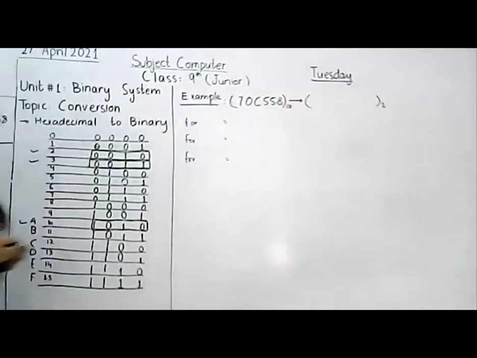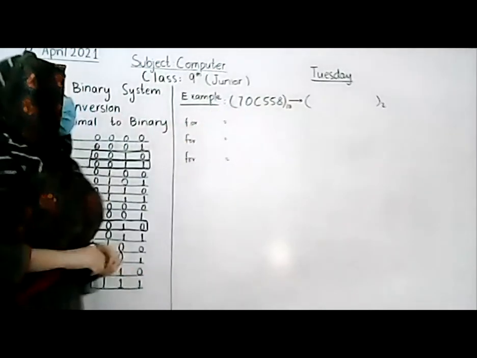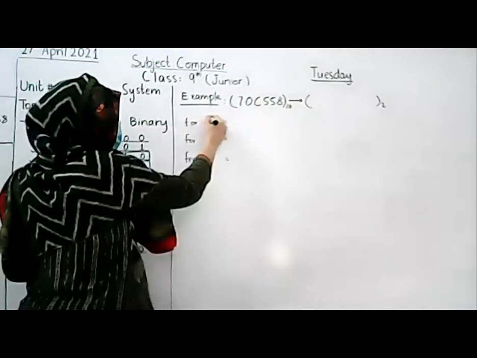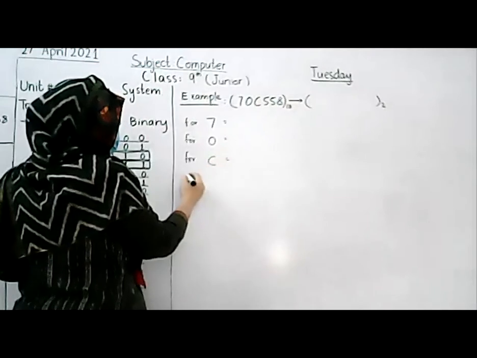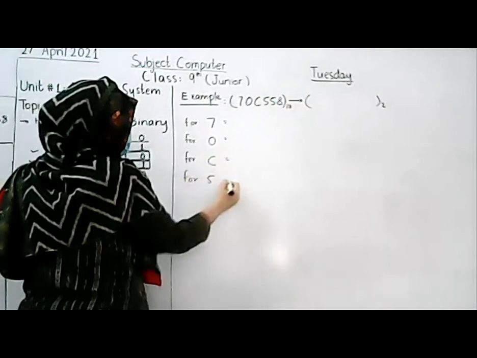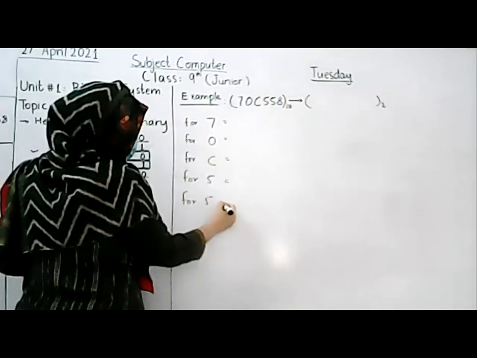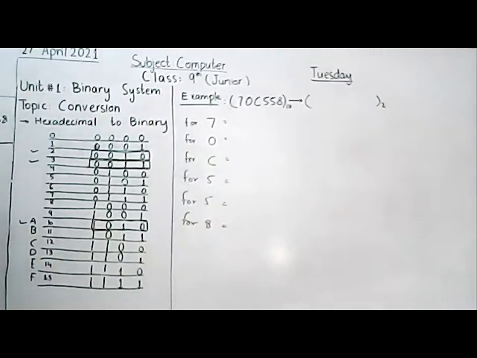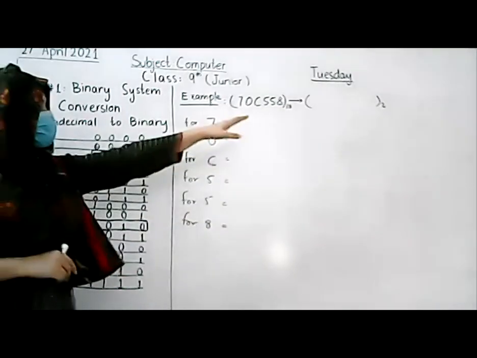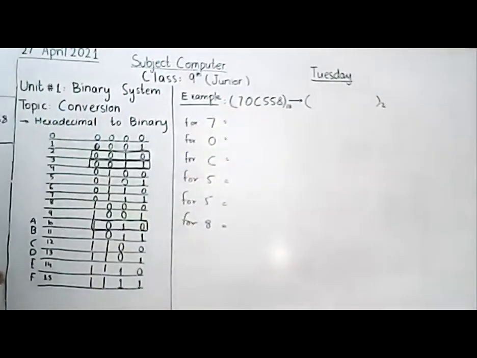Okay, here we can see that there is another example, 70C558. So we will go one by one. First of all 7, then 0, C, 5, again 5, and 8. What we are going to do is identify values from this table and write them down. And in this way, we can get the binary value of this hexadecimal number.